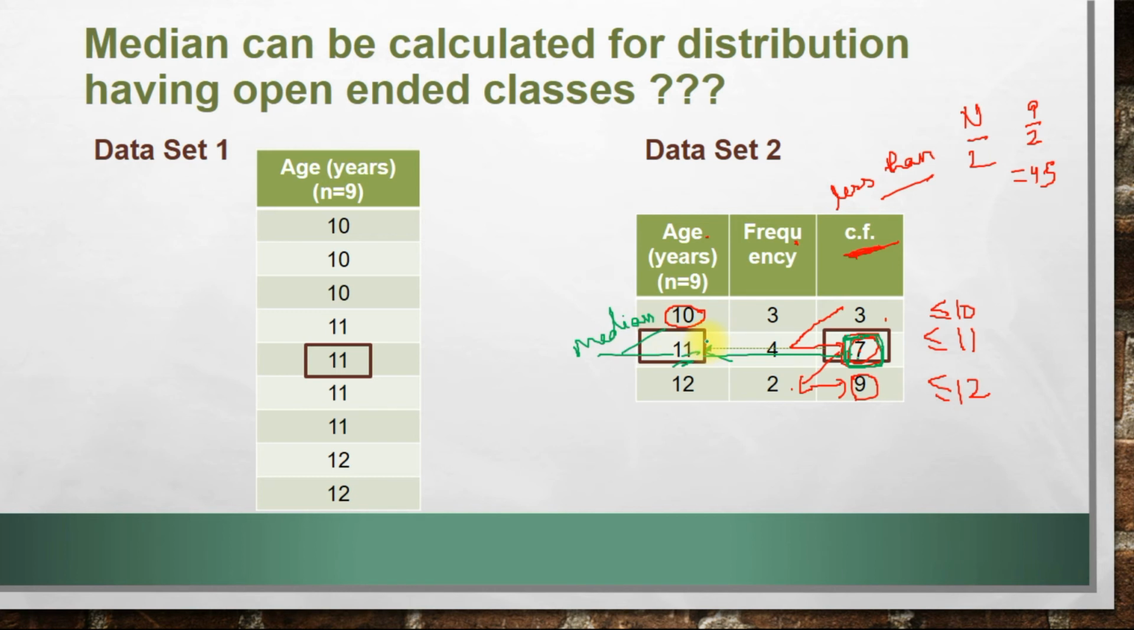Now if you closely look at data set 1 and data set 2, both are the same data sets. Here it is mentioned that 10 occurs 3 times, 11 occurs 4 times, and 12 occurs 2 times. This is ungrouped data, and data set 2 is grouped data. But because the data is the same, the median value is also the same.